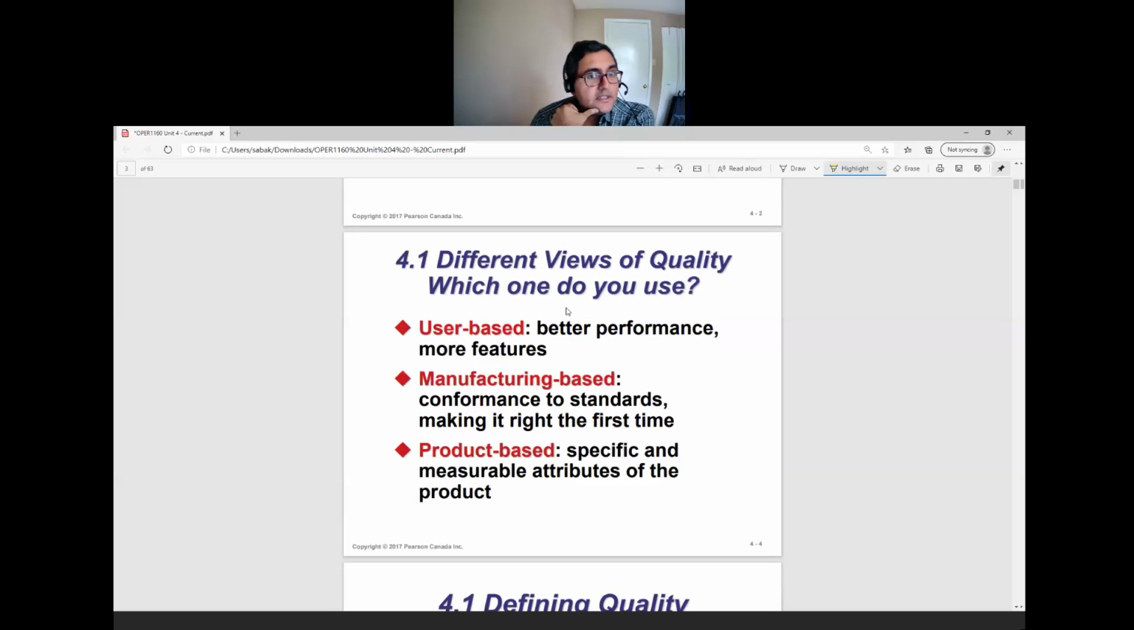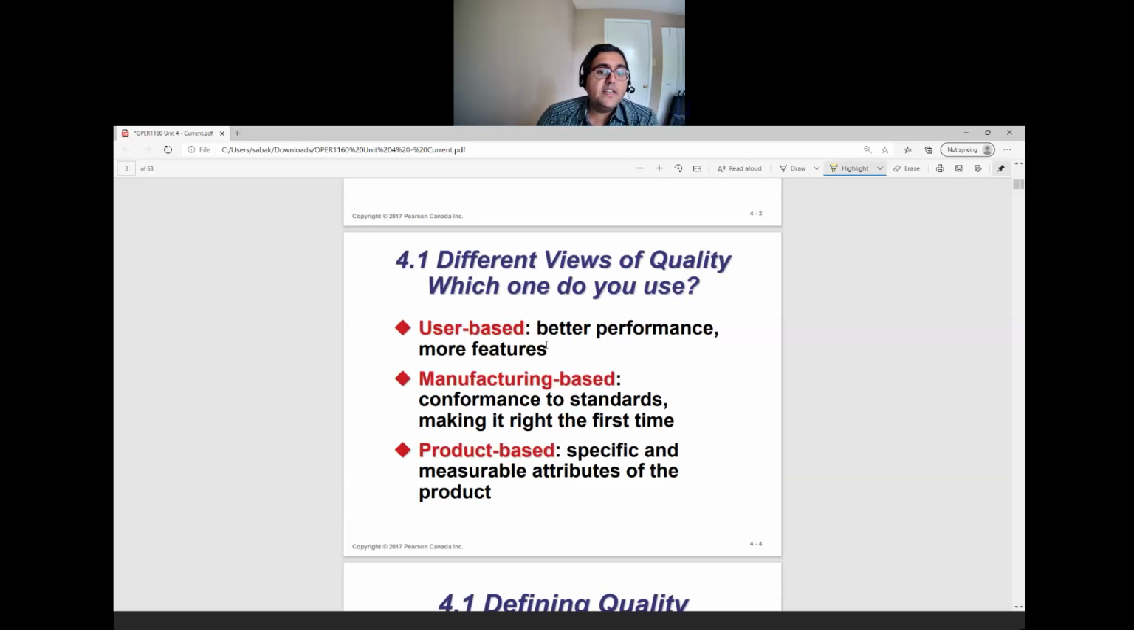To start with, the different views of quality. It's always important to understand how we are going to consider quality. So whenever I say, let's say, the iPhone which I'm having is of good quality, what do I mean by that? Does it mean that this is the best of its kind? Or how should I define quality? The most important thing to understand is that quality is based on the perception of the customer. So it is user based.